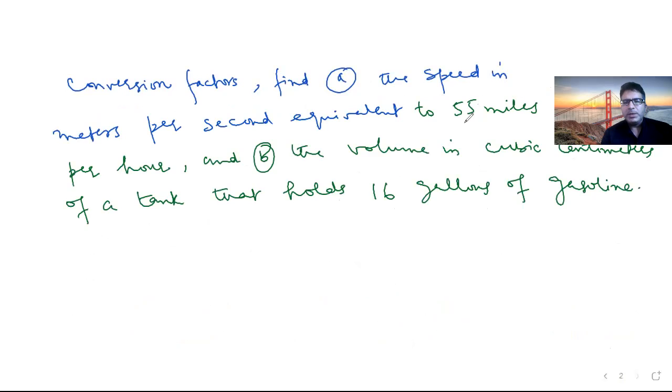So we are given speed in miles per hour. 55 miles per hour is our given speed. We have to convert it into meters per second. And we are given a volume of 16 gallons of gasoline. We have to convert it into cubic centimeters. So let us move to the solution.